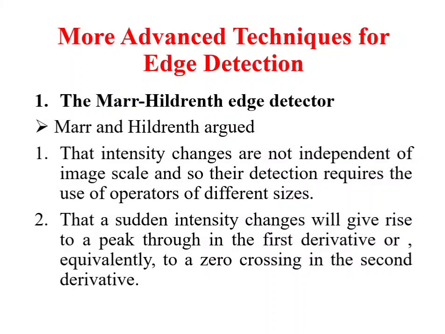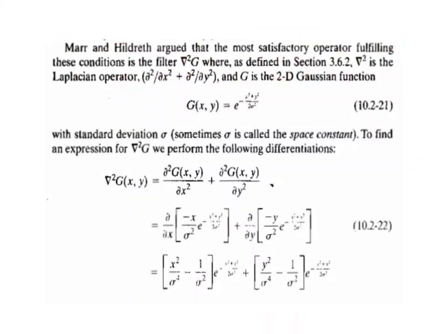a sudden intensity change will give rise to a peak or trough in the first derivative, or equivalently to a zero crossing in the second derivative. This idea suggests that an operator used for edge detection should have two salient features. First and foremost, it should be a differential operator capable of computing a digital approximation of the first or second derivative at every point in the image.